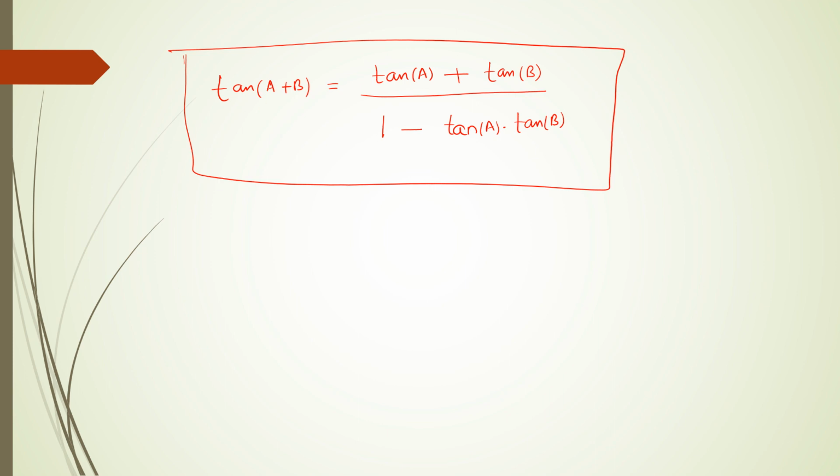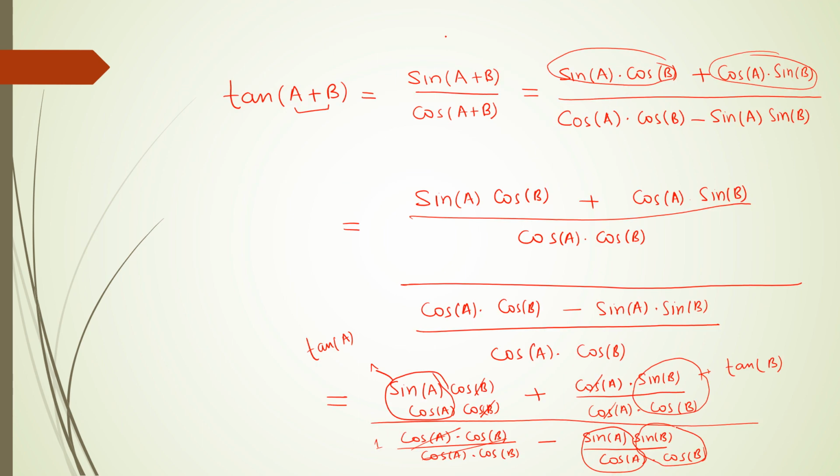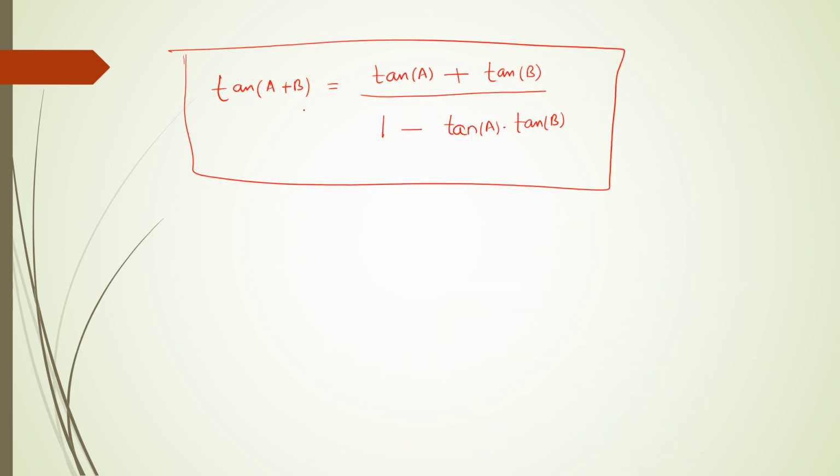The tan of A plus B is nothing but sin A plus B upon cos A plus B in the last slide. Then we just expanded the formula: sin of A plus B is sin A cos B plus cos A sin B, and cos of A plus B is cos A cos B minus sin A sin B. Then numerator and denominator both we divided by cos A cos B, and just see which ones get cancelled and which remain. So we got this formula: tan of A plus B is tan A plus tan B upon 1 minus tan A tan B.